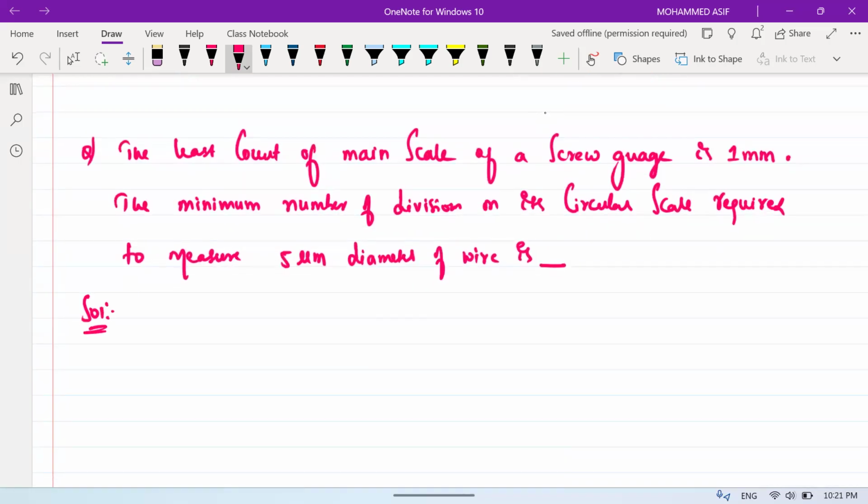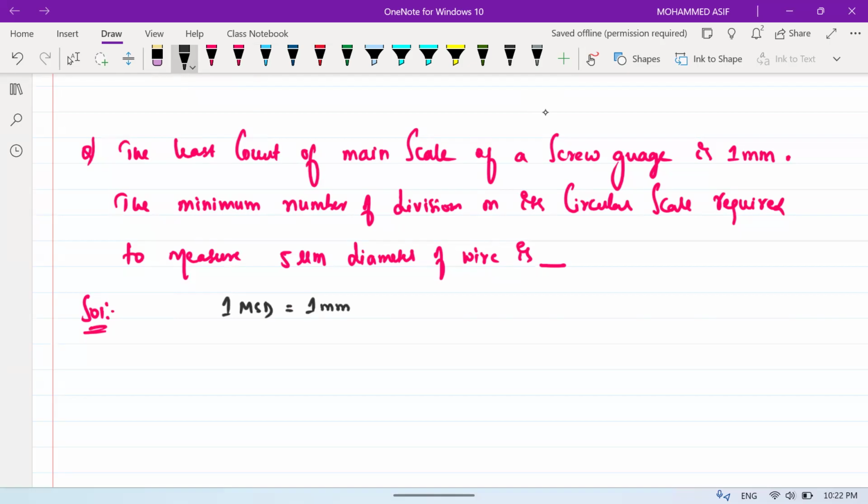Read the question carefully first. What is the question he has given for me? The least count of the main scale of a screw gauge is given as 1 mm. The minimum number of divisions on the circular scale required to measure 5 micrometer diameter of the wire will be equal to how much? Anyone? Least count of the main scale is given how much? Least count of the main scale 1 mm. 1 MSD. Very good. 1 MSD is equal to 1 mm.